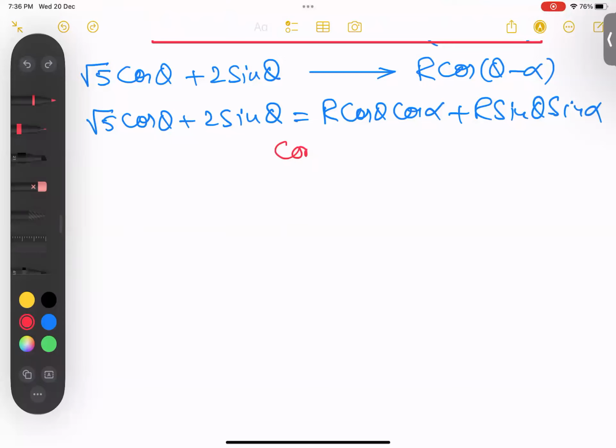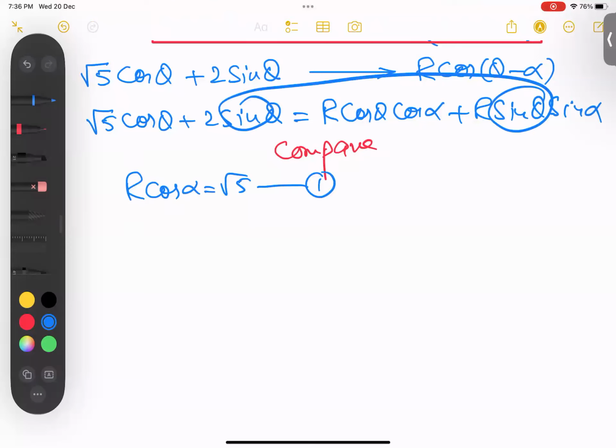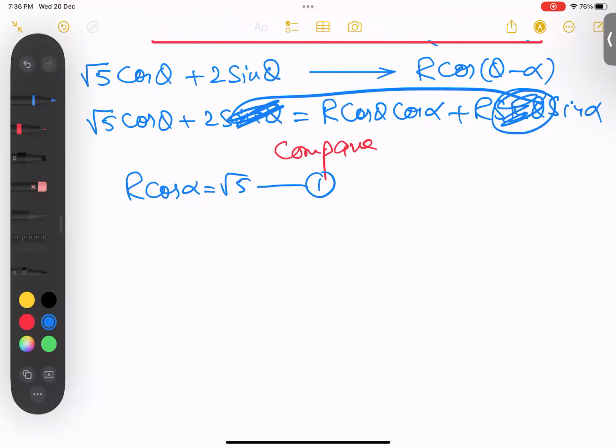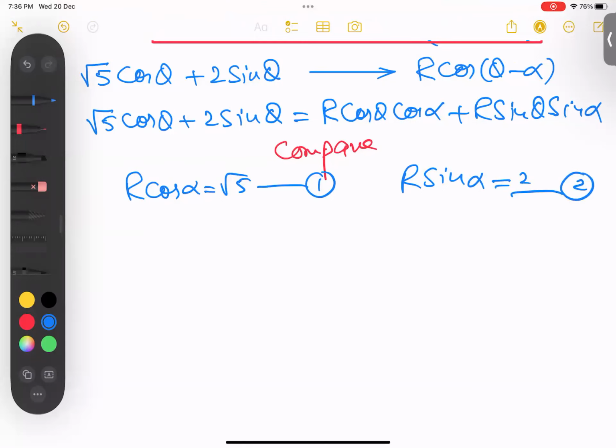So when I compare both sides, I can save my time directly because, as we just finished, this cos is the same. So r cos alpha equals root 5. I'm writing here r cos alpha equals root 5, equation 1. And this sine theta, leave it, and this 2 equals r sine alpha. I repeat, this sine theta gone. So from here, r sine alpha equals 2, equation number 2.